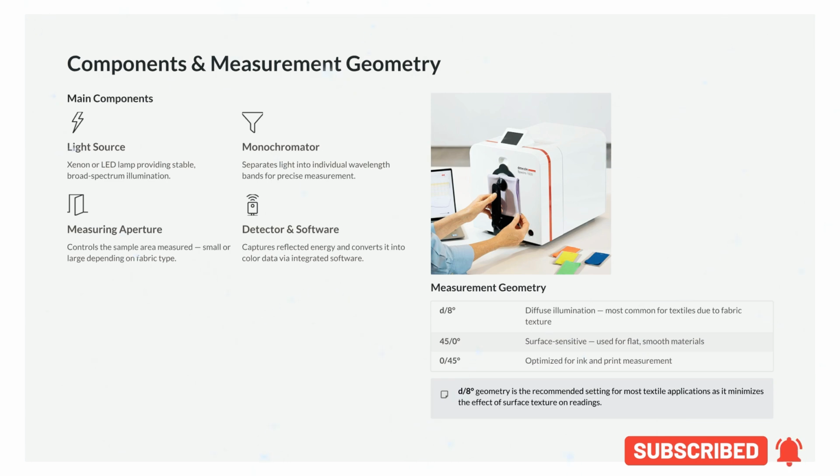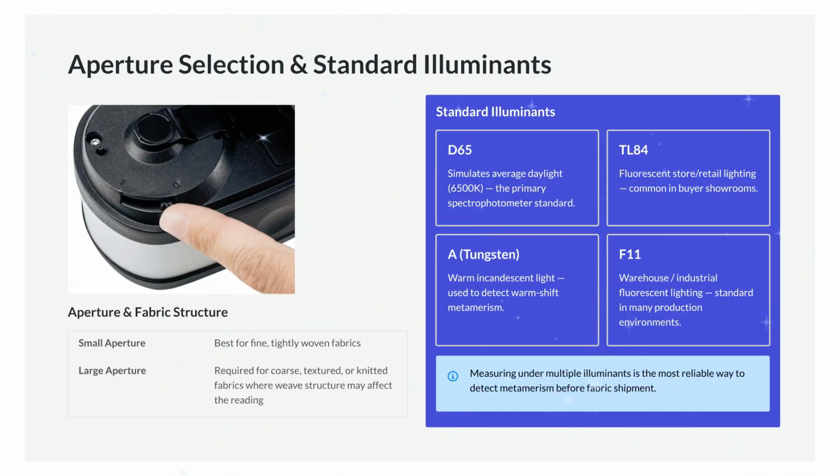Measurement geometry is also crucial. D/8 geometry is recommended for textiles as it minimizes the effect of surface texture on readings. Aperture size varies based on fabric structure, small for fine fabrics and large for coarse ones.